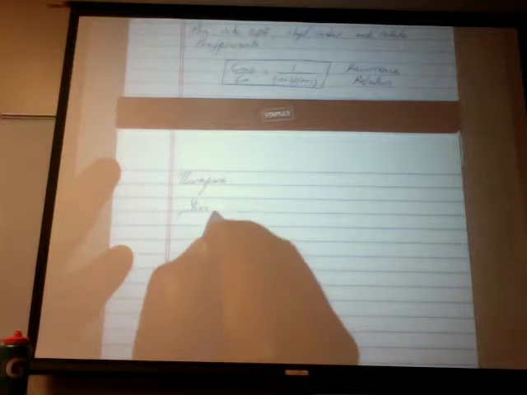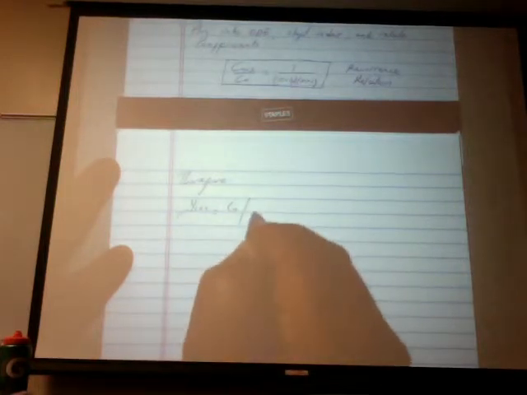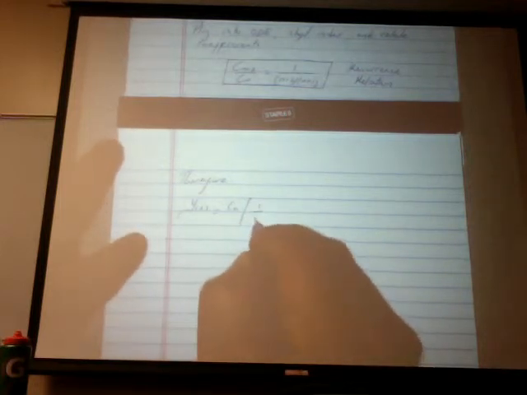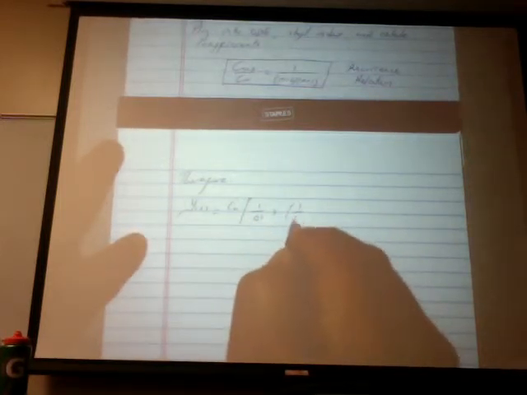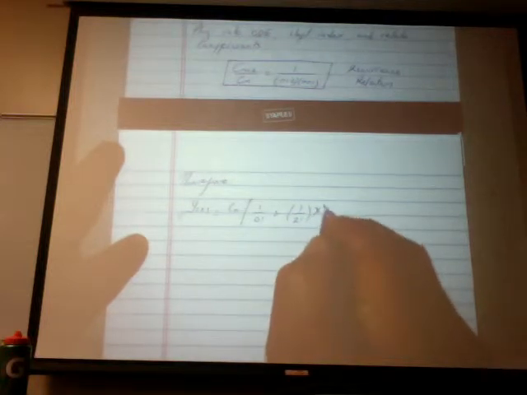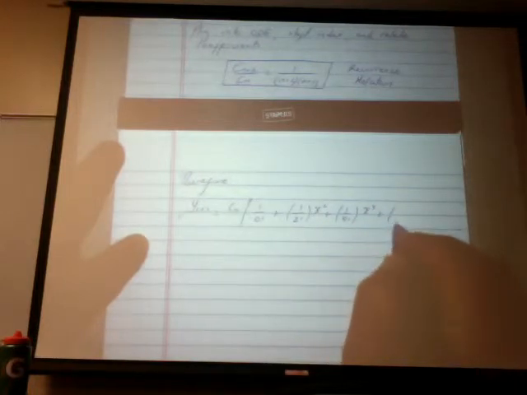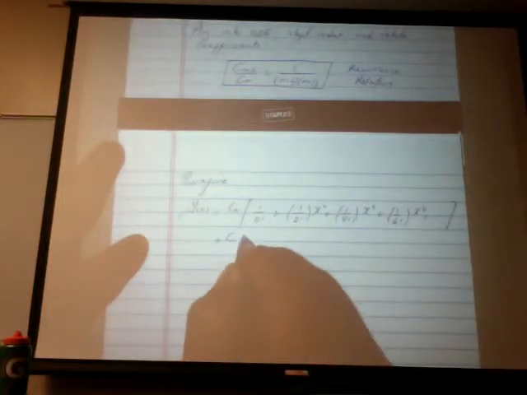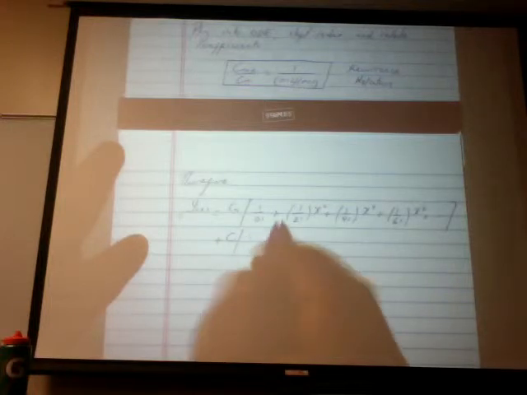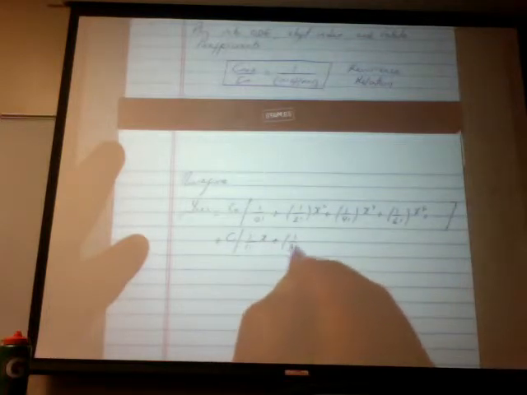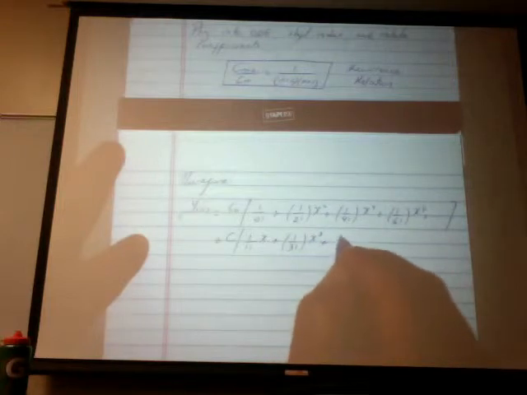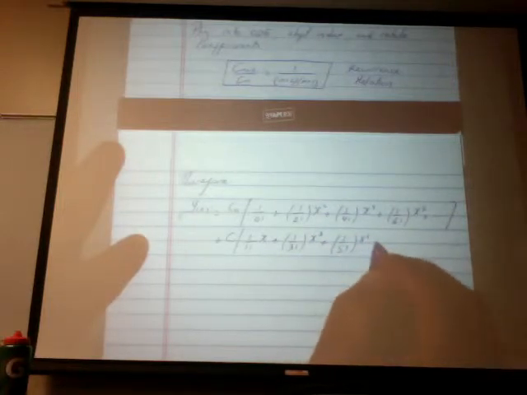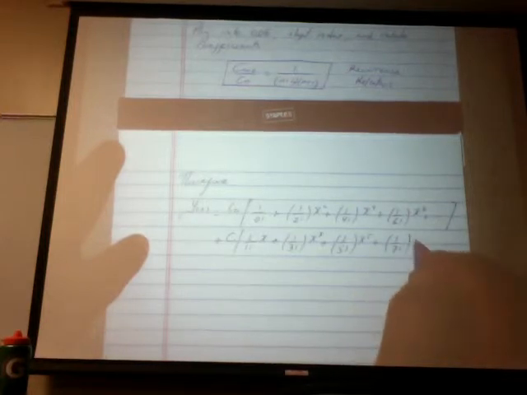y of x is equal to C0 times [1 over 0 factorial plus 1 over 2 factorial times x squared plus 1 over 4 factorial times x to the 4th plus 1 over 6 factorial times x to the 6th] plus C1 times [1 over 1 factorial times x plus 1 over 3 factorial times x cubed plus 1 over 5 factorial times x to the 5 plus 1 over 7 factorial times x to the 7].